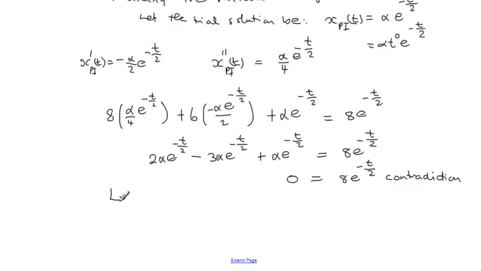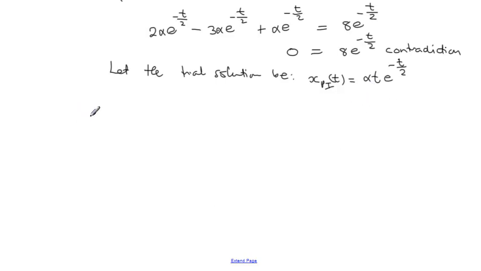We're going to say here, let the trial solution be x particular integral, a function of t, equals alpha t e to the power minus t over 2. Now having that, we can differentiate and find the first derivative, where we're differentiating a product, and this is going to be alpha e to the power minus t over 2.